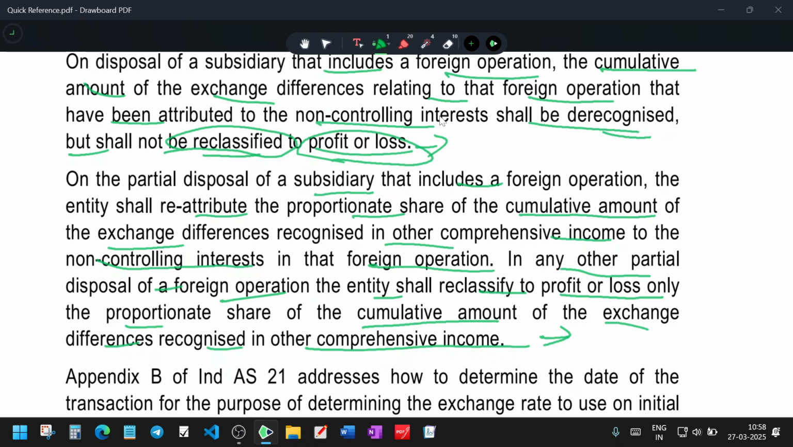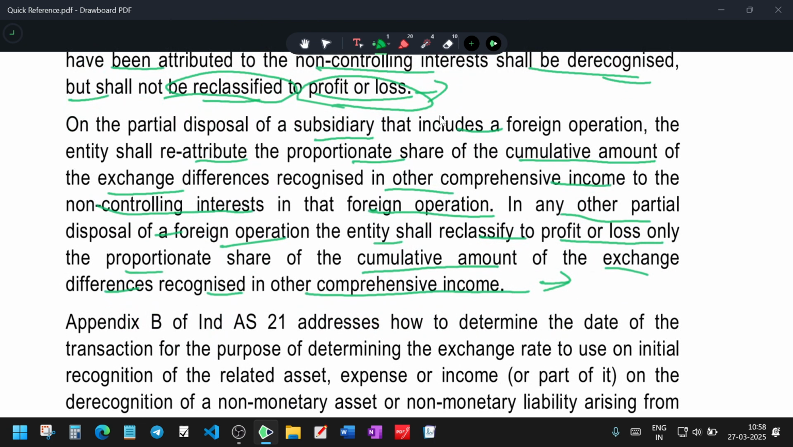In a partial disposal of the foreign operation, the entity shall reclassify to P&L only the proportionate amount. What is the proportionate amount? That cumulative exchange difference alone. You should recognize in other comprehensive income not the whole amount, only the partial amount. Only the partial disposal amount you should recognize.